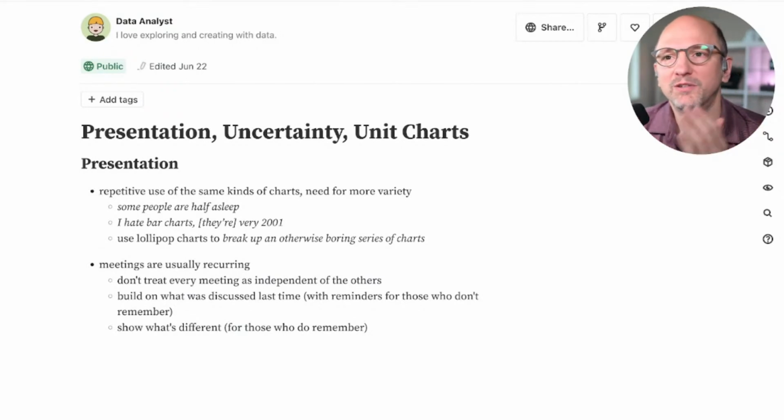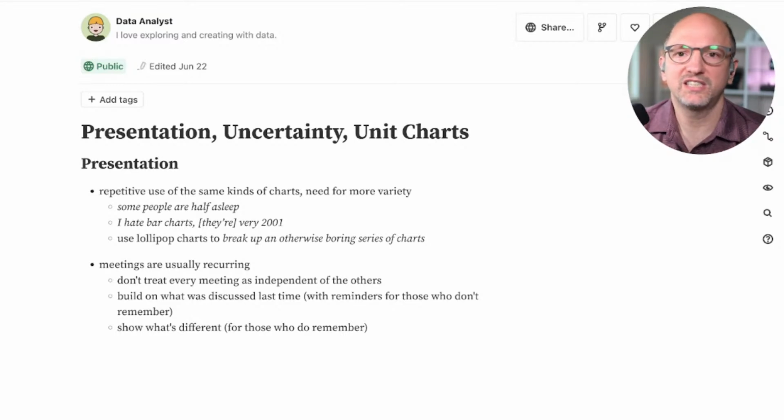You have a meeting every week. You have a meeting every month, every quarter. You have business reviews. You have all sorts of things that happen on a regular cadence. And so when you go into those to present data, you're not starting from zero. But a lot of presentations do that.